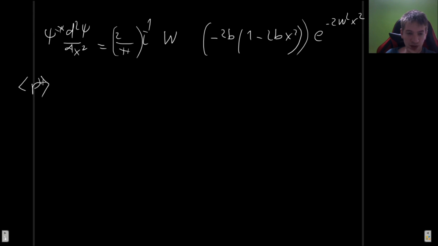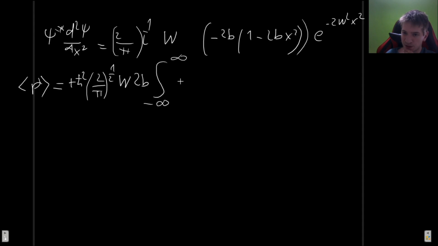The expectation value of p squared is just going to be, well, we had minus h bar squared times the integral of what we have here. So let me actually just pull all of our constants outside. So we divide by pi, square root of w, and then we have this minus 2b. So the minus will cancel out, we get times b, and now everything else just goes inside: 1 minus 2b x squared e to the minus 2 w squared x squared.